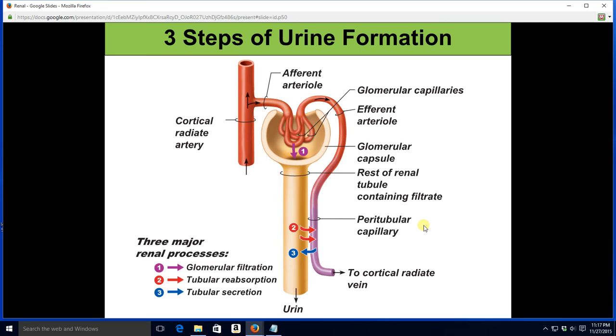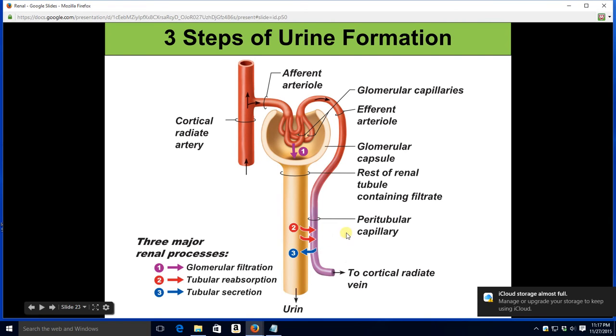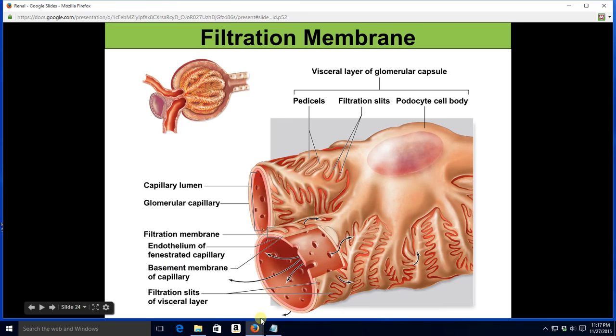Okay, let's review here. 3 big steps of urine formation: filtration at the glomerulus, then reabsorption between the renal tubule and the peritubular capillary, secretion between the same two structures, just going in the opposite direction. So make sure you know all these directions here. All right, good deal. Let's talk a little more about filtration.